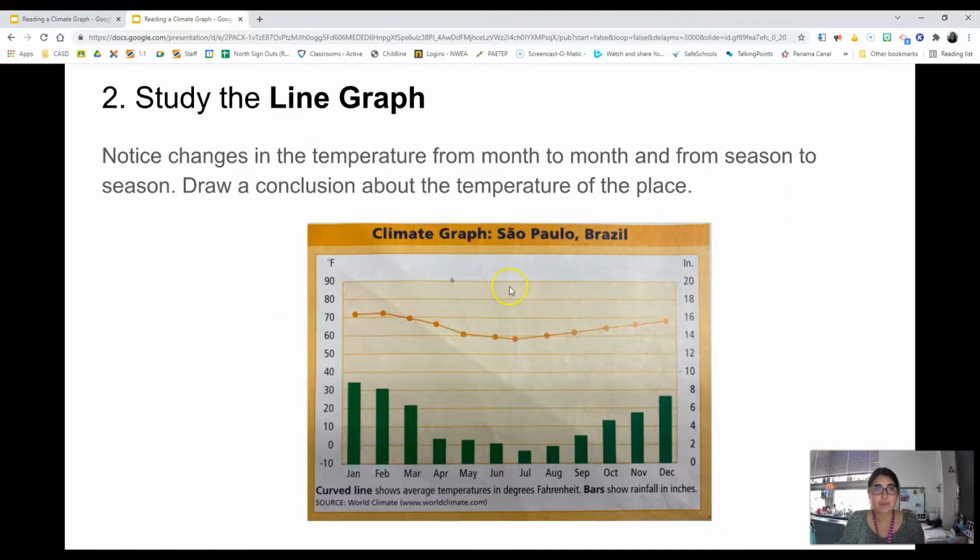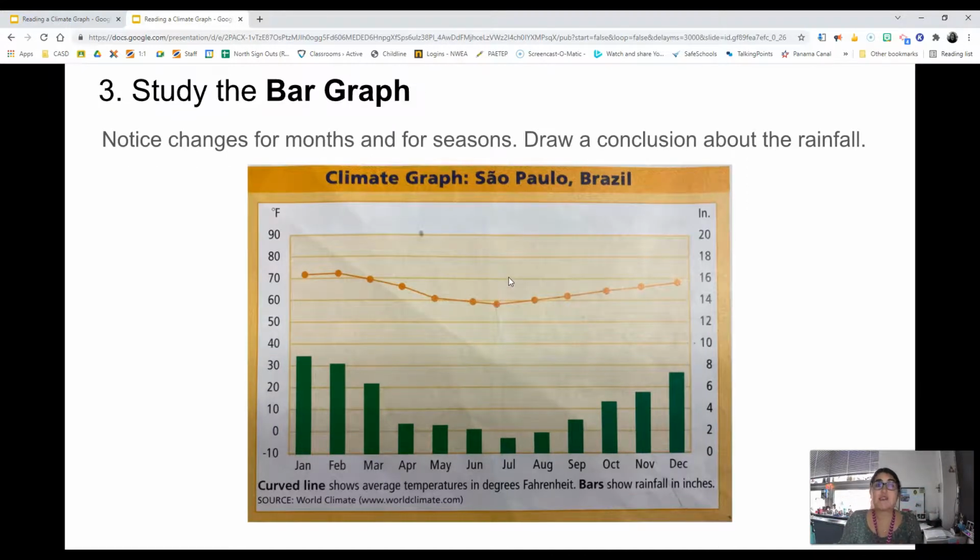Okay? The next thing is you study the bar graph. Now remember, we're not going to this axis for the bar graph. We are looking at the inches. Very similar. You want to find, well, what season is the driest? Or what month, excuse me, is the driest? Which month gets the least amount of rainfall?